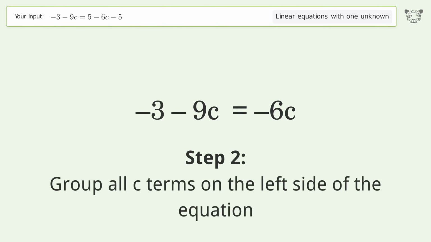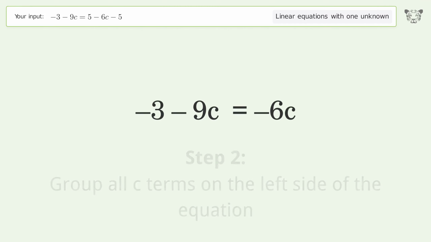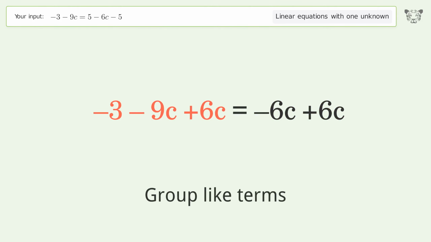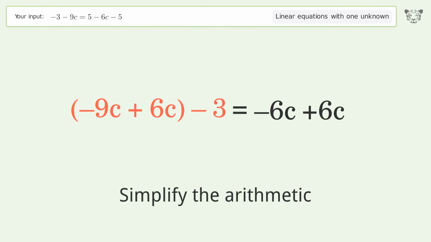Group all c terms on the left side of the equation. Add 6c to both sides. Group like terms. Simplify the arithmetic.